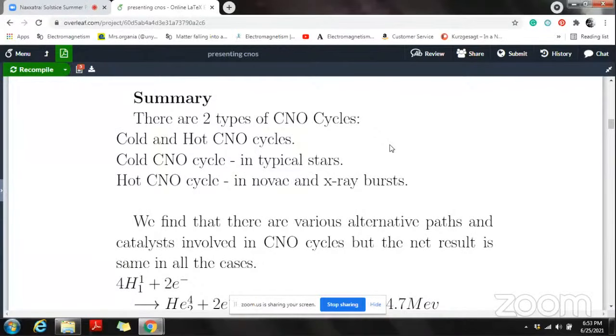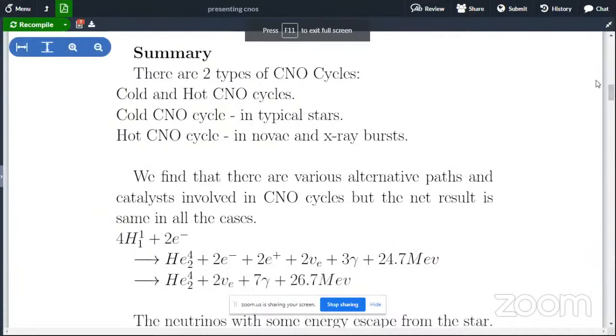Hello everyone, I'm back again with the summary of our lecture. So in this lesson, we have talked about the CNO cycle and the PP cycle, which is the proton-proton cycle. In the CNO cycles, we have seen two types, cold and hot. The cold CNO cycle takes place in typical stars where the temperature is about 15 into 10 power 6 and less than that. And the hot CNO cycle happens in novae and X-ray bursts, where the temperature and pressures are very high.